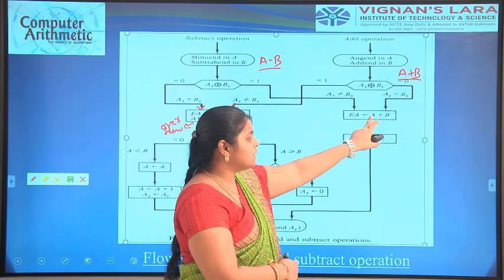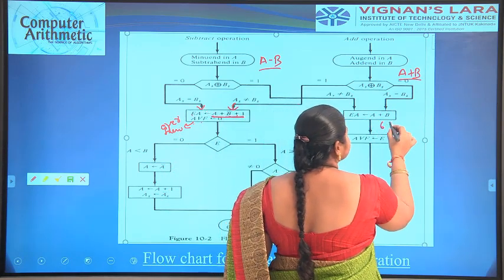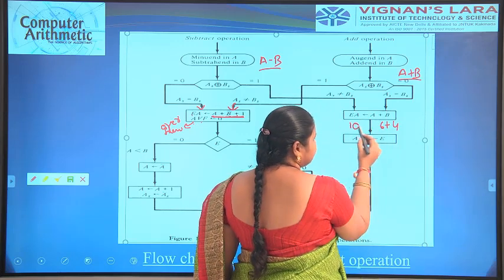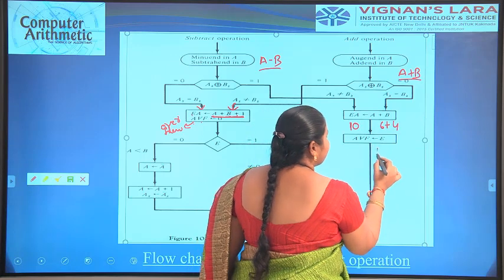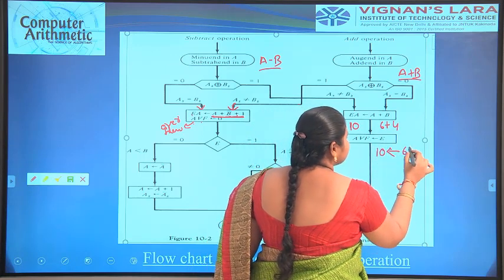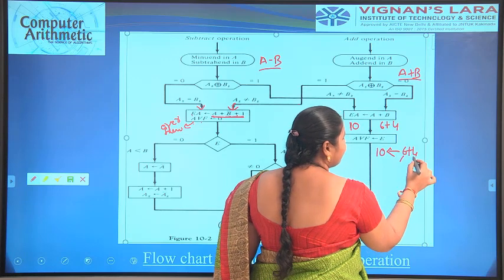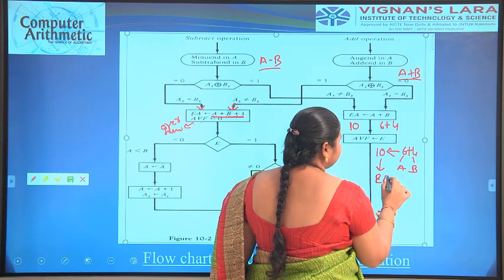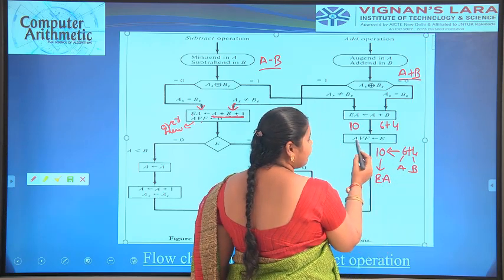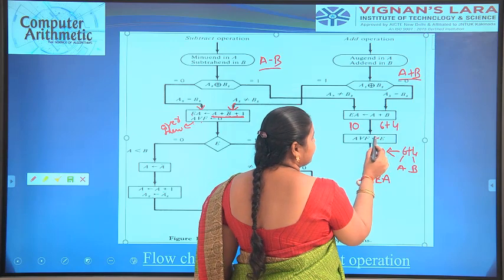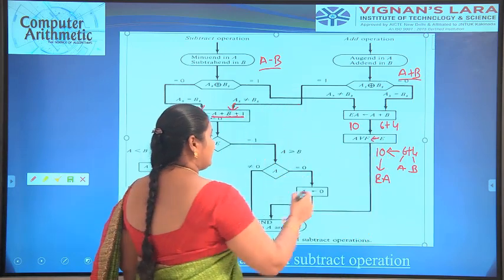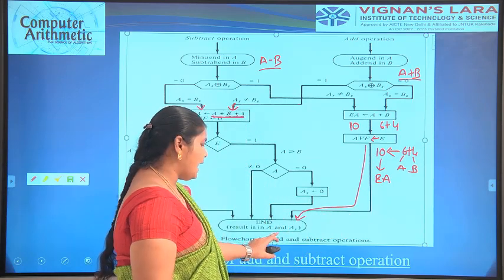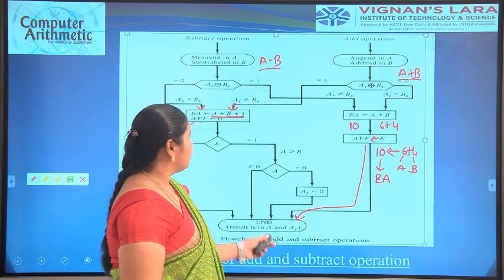For example, A is 6, B is 4, so the result is 10. That value 10 is stored in EA. Like that, 6 plus 4, where 6 is the A value and 4 is the B value, the resultant output of 10 is stored in EA. Here any overflow, that data is transferred to the add overflow flip-flop. Next, the end result is stored in A and AS, which are registers.